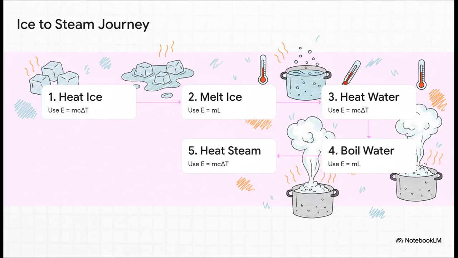So this breaks our entire journey into 5 clean stages. Step 1, heating the solid ice up to 0. That's a slope, so we use E equals mcΔT. Step 2, melting the ice. That's our first plateau, so we use E equals mL. Step 3, heating the liquid water. Another slope, so we're back to E equals mcΔT. Step 4, boiling the water into steam. That's the long plateau, so it's E equals mL again. And finally, step 5, heating up the steam itself. That's our last slope, so it's back to our old friend, E equals mcΔT.